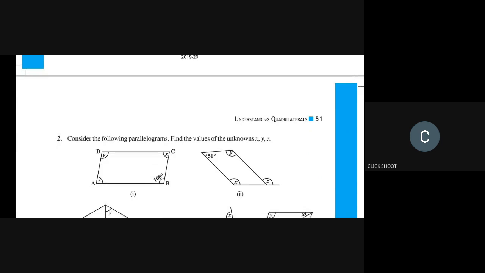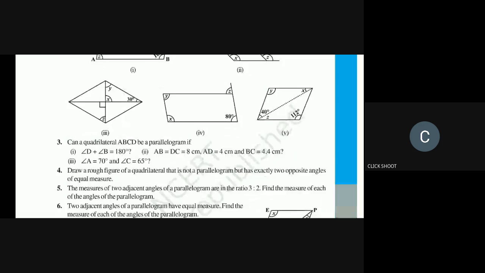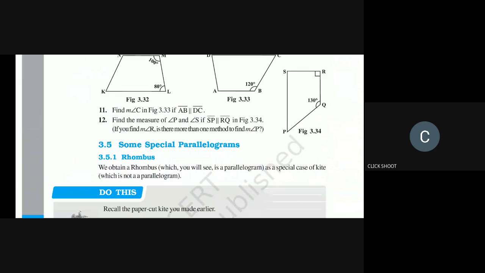Adjacent sides are equal and adjacent angles are equal. Okay, and then after square, no sorry, then after rectangle. In a rectangle, opposite sides are equal. All the angles are equal at 90 degree. The length of diagonals are equal, and the diagonals bisect each other.